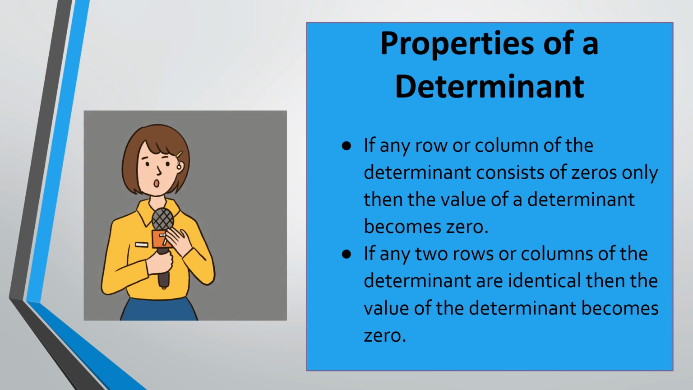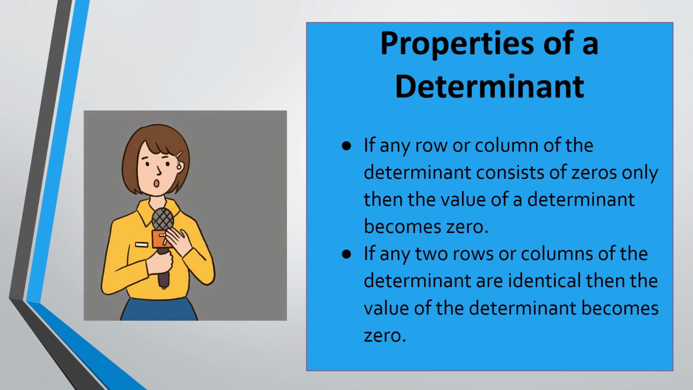Properties of determinant. If any row or column of the determinant consists of only zeros, the value of the determinant becomes 0. If any two rows or columns of the determinant are identical, then the value of the determinant becomes 0. The value of the determinant remains unchanged even if its rows and columns are interchanged. If any two adjacent rows or columns of a determinant are interchanged, the numerical value of the determinant remains the same but with the opposite sign.